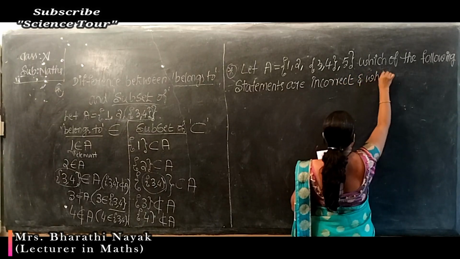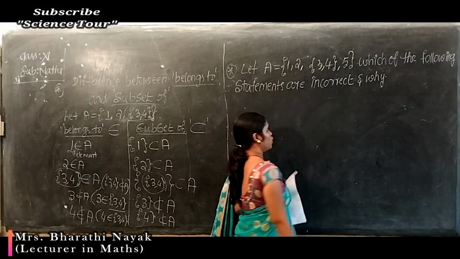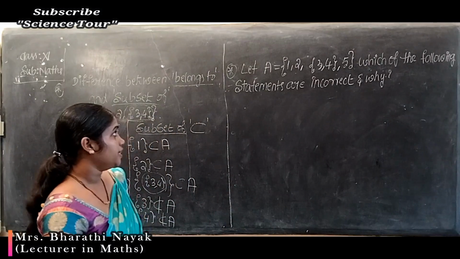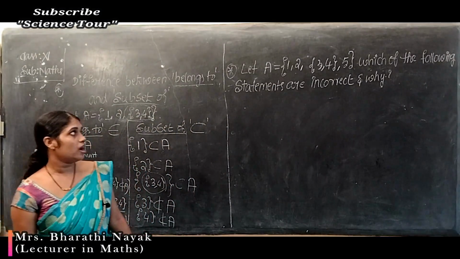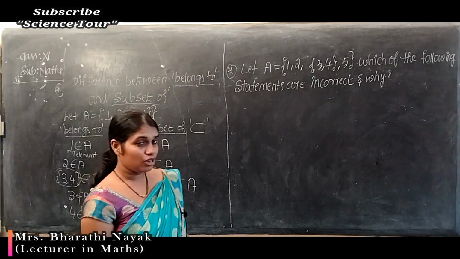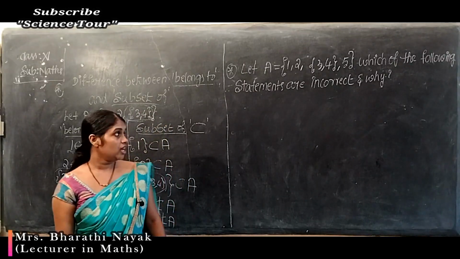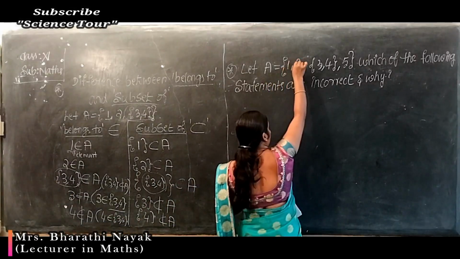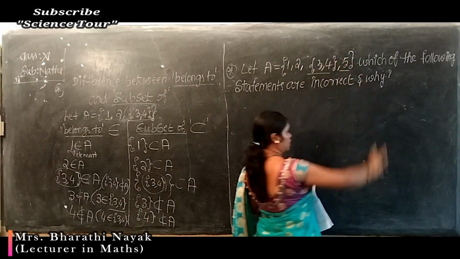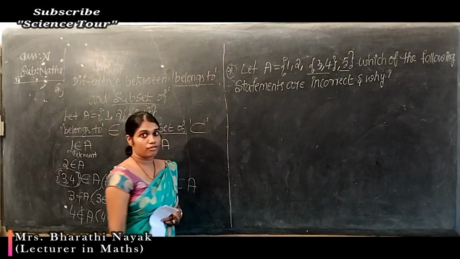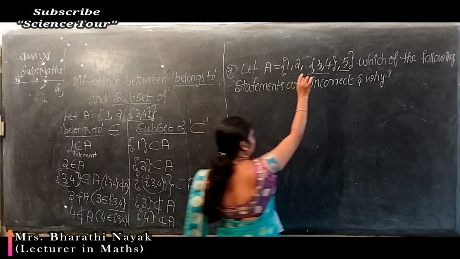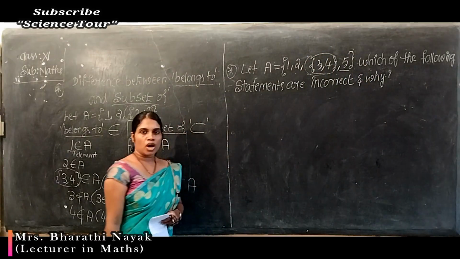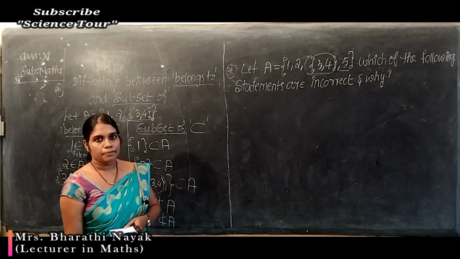Okay, so this is your question. Set A is given as the set containing 1, 2, and another flower bracket 3, 4, 5. How many elements are there? Just count the elements of this set A. 1, 2, 3, 4. There are totally 4 elements. Don't say there are 5 elements. This is one single element. Okay, so now we'll take some problems.